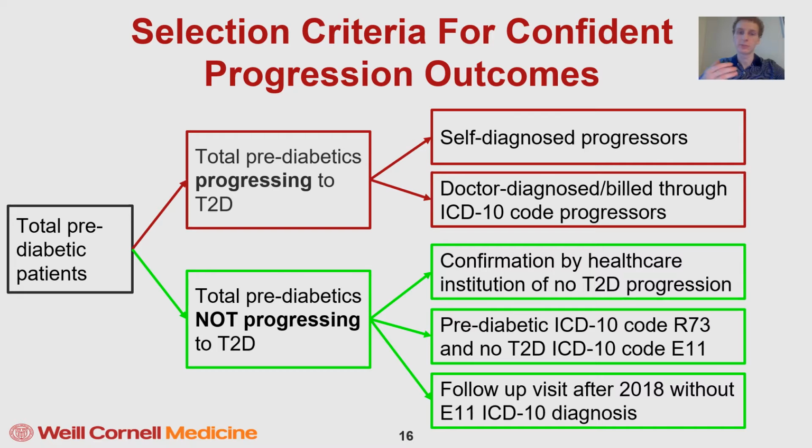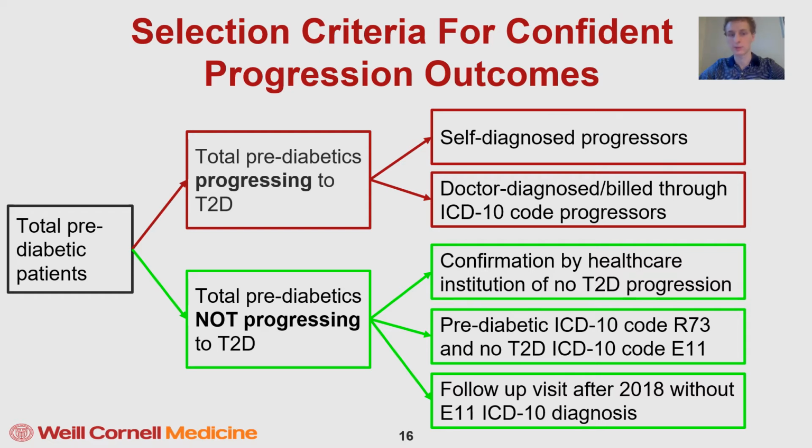And in the red boxes here, we show the criteria which we specified for this: self-diagnosed patients who say that they progress to type 2 diabetes later on in the study, or doctor-diagnosed or billed through an ICD-10 code patients, pre-diabetics, who later progress to type 2 diabetes within the study.